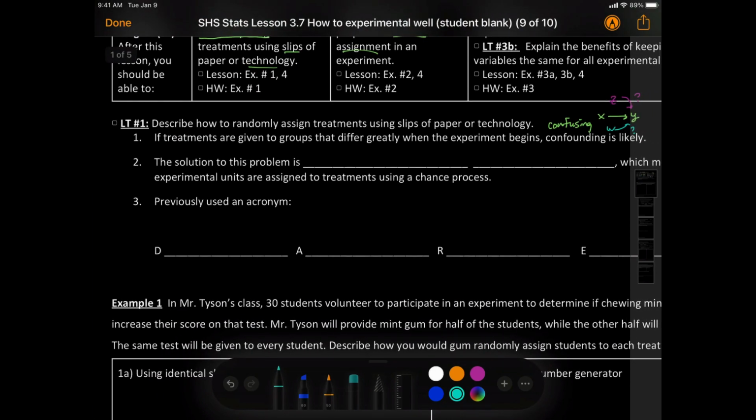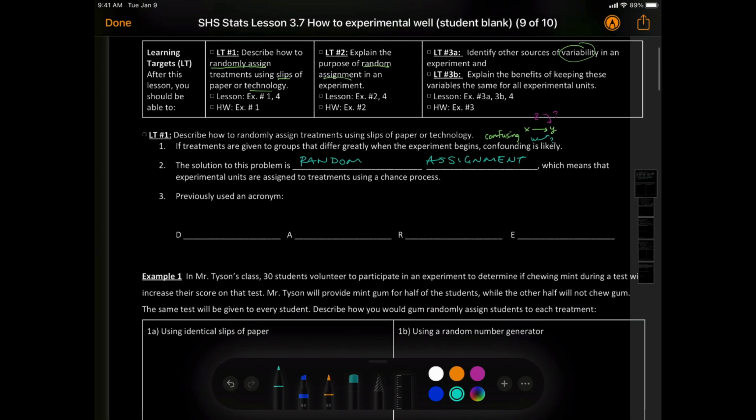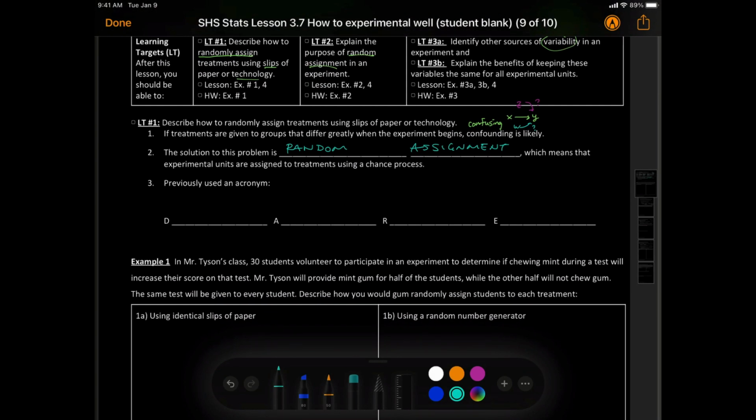Number 2, the solution to this problem is, what do you think it is? Random assignment, which means that experimental units are assigned to treatments using a chance process. We have to be very thoughtful of how we assign our experimental units. All right, next one.